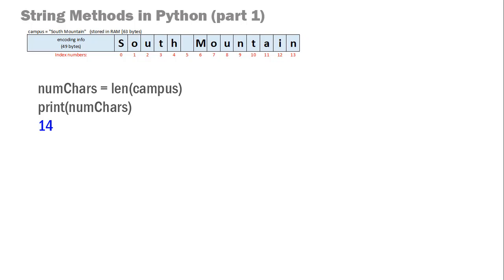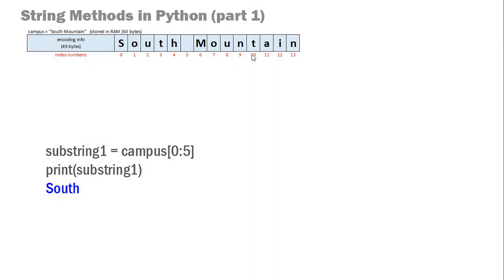So I can write a Python statement of numchars equals len(campus), and then I can print numchars. In this case, it would print out a 14 because there are 14 characters. Now, even though we start with the index of 0, when we count the number of characters, we do start with 1. So there's 1 through 14 here, 14 characters. That's what gets printed out for the length.